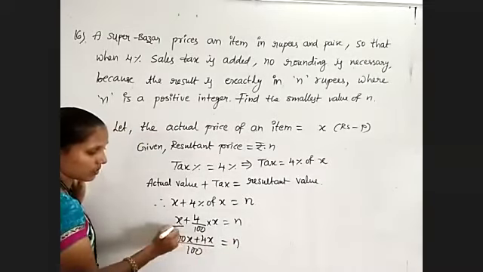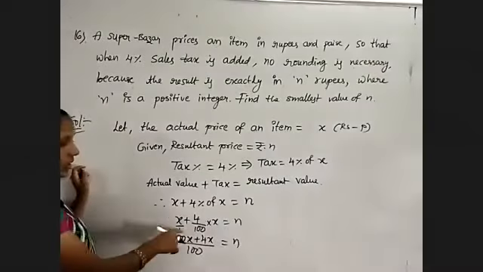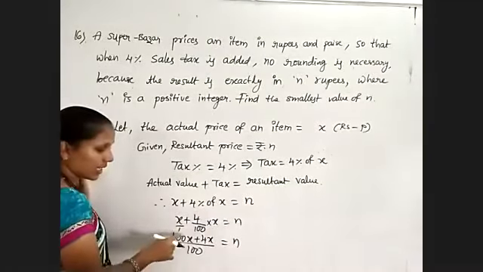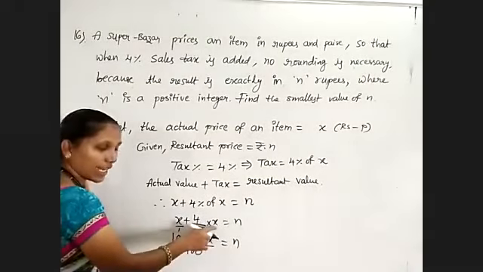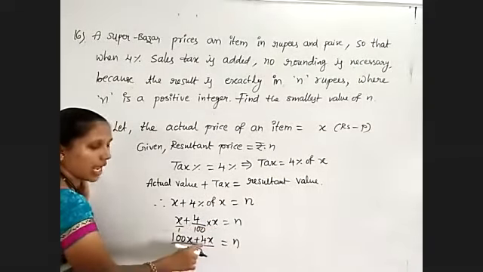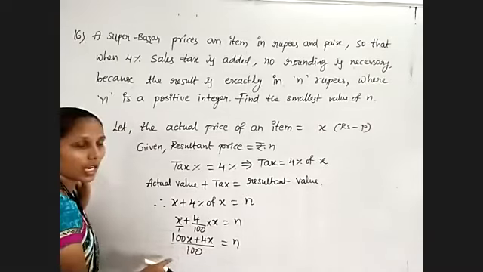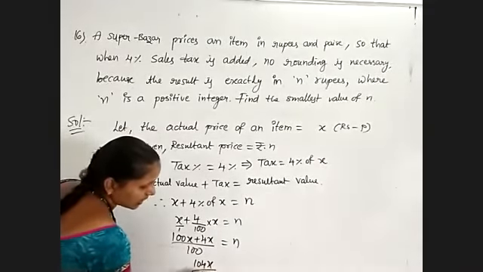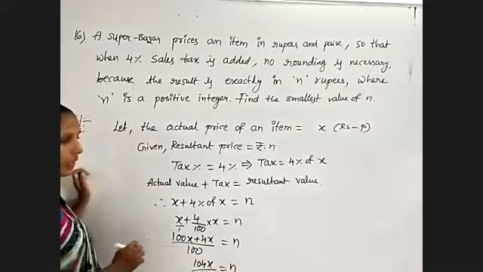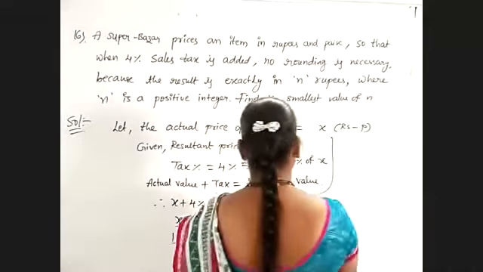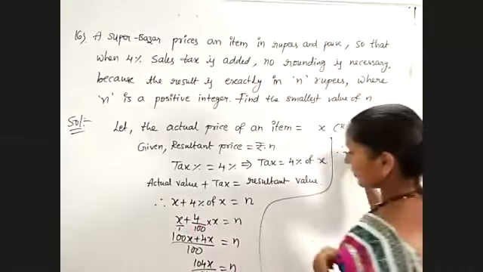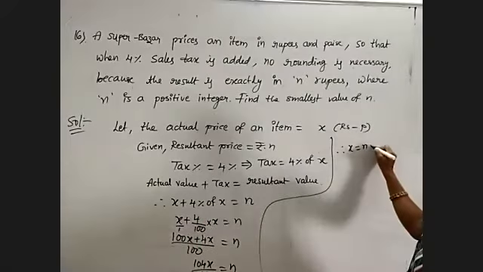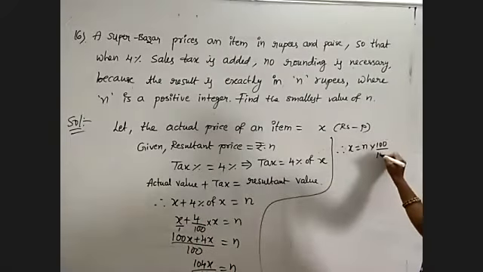That is 100x plus 4x by 100, taking the LCM, is equal to n. Go with the cross multiplication. x is nothing but x by 1. So 100 into x is 100x, and 1 into 4 is 4, and x we already have, so 4x. 100 plus 4, that is 104x in the numerator, by 100, is equal to n. Then by simplifying, x will be equal to n into 100 by 104.